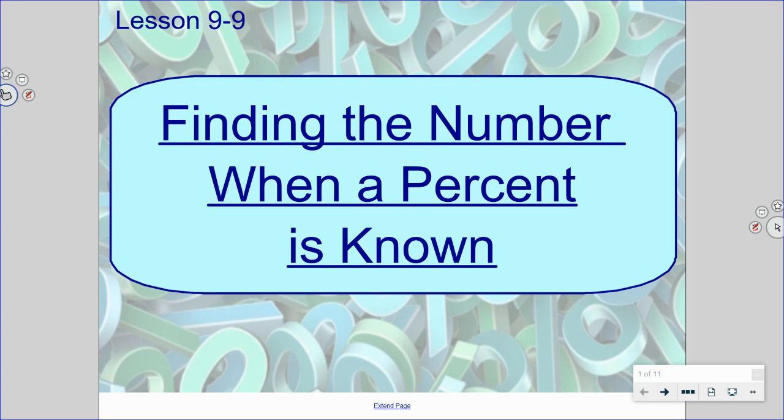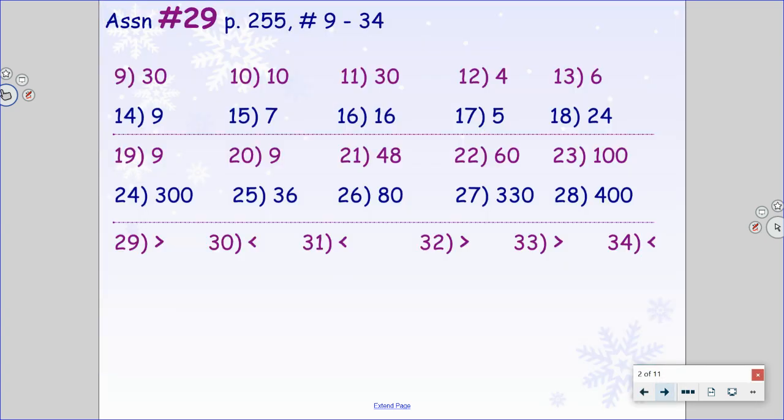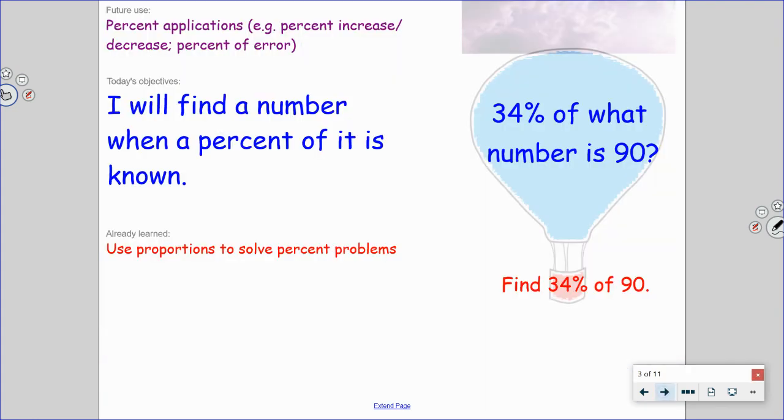And gents, to Chapter 9, Lesson 9, Finding the Number when a percent of it is known. All right, go ahead and pause your video, no matter what the assignment number that you're seeing. Take a look at your answers from page 255, 9 to 34. Come on back when you're ready.